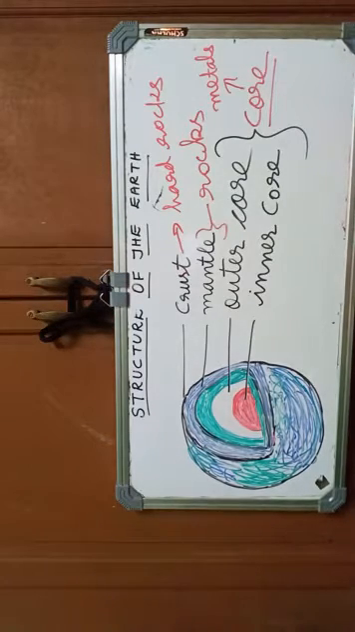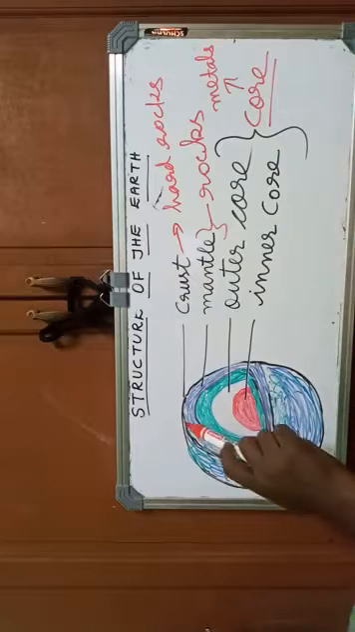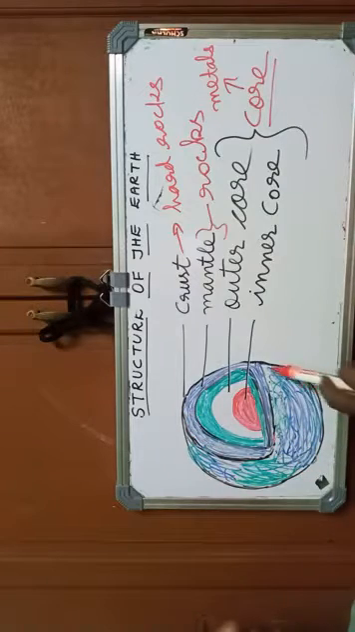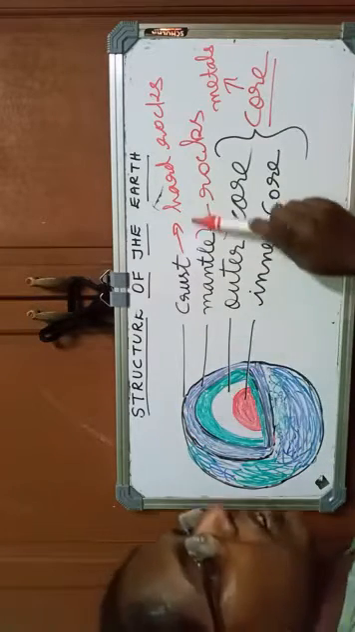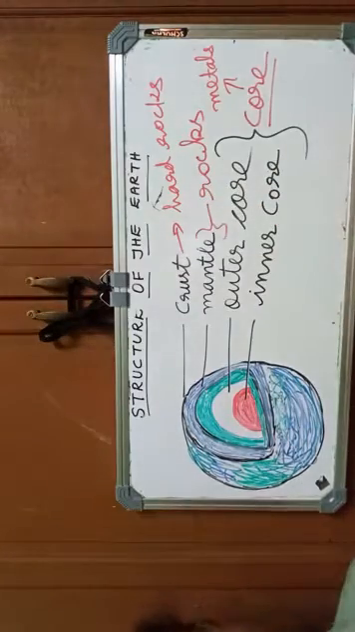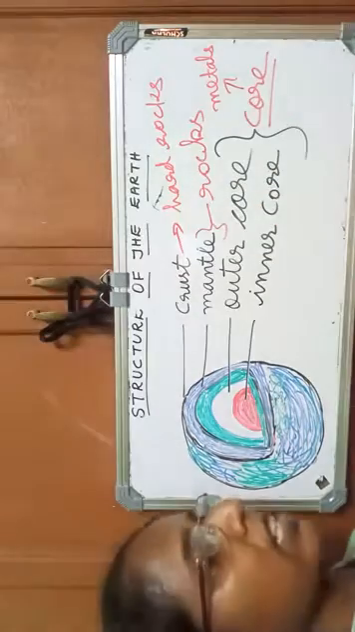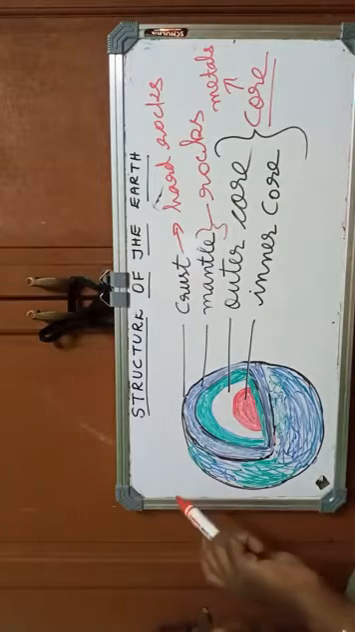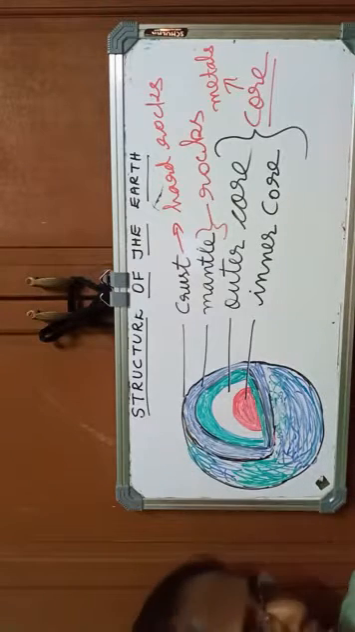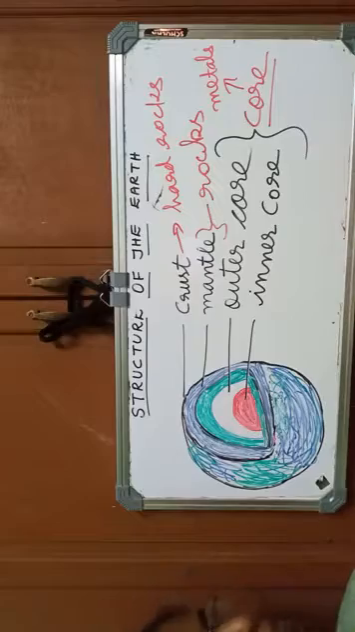The outermost layer of the Earth is called crust. In the picture you can see the outermost layer of the Earth is called crust, and it is made of hard rocks, and life exists on the crust, and its thickness varies from place to place.